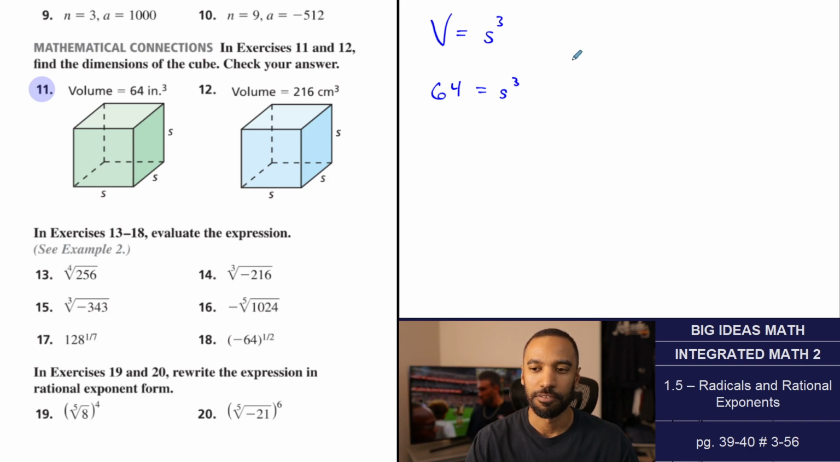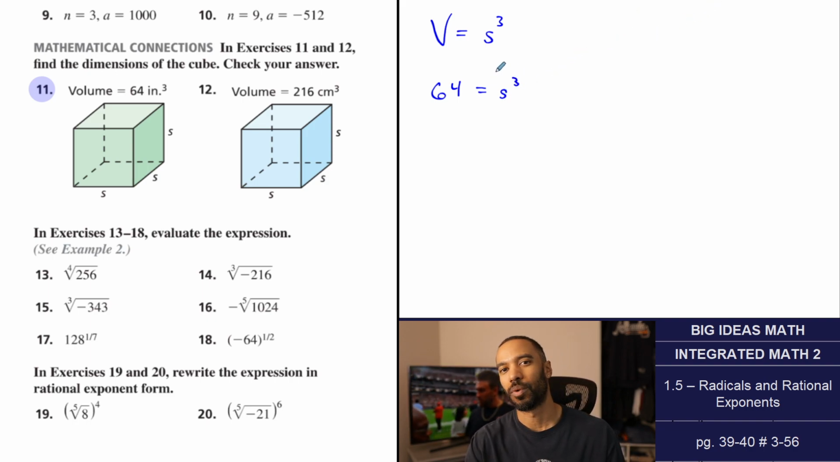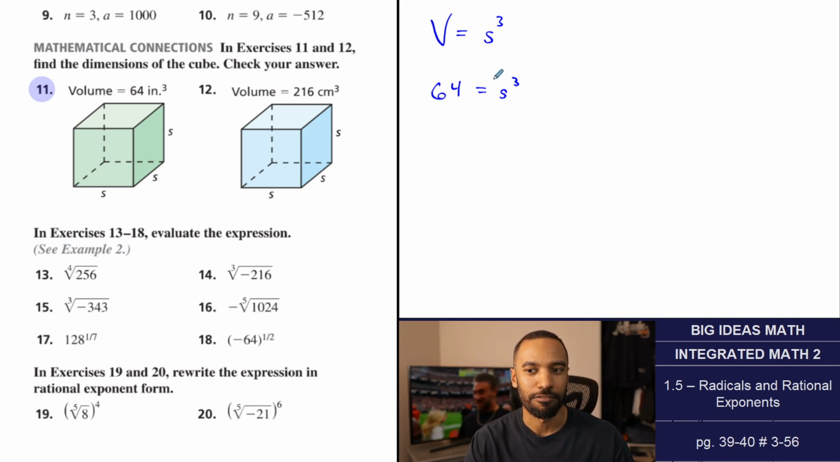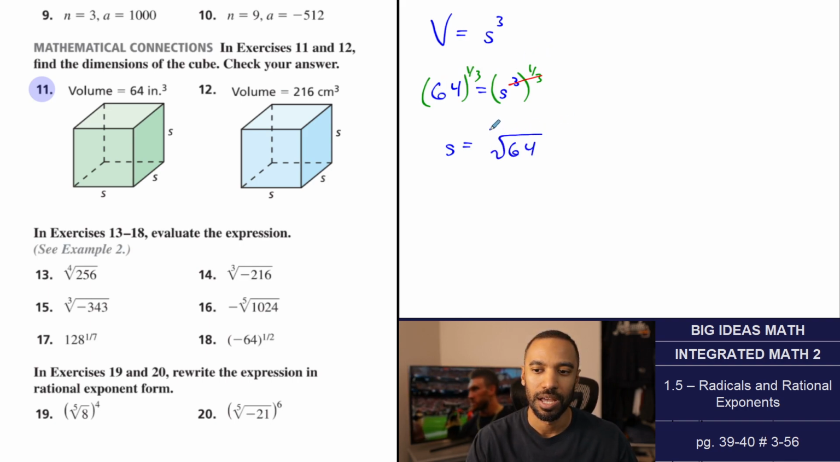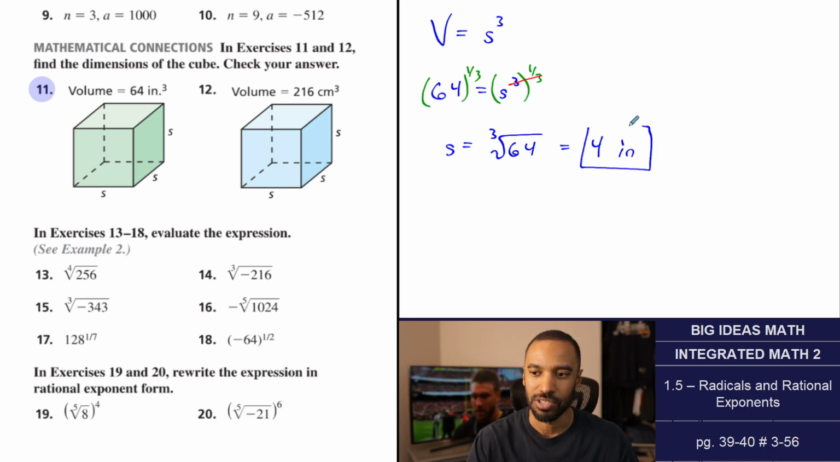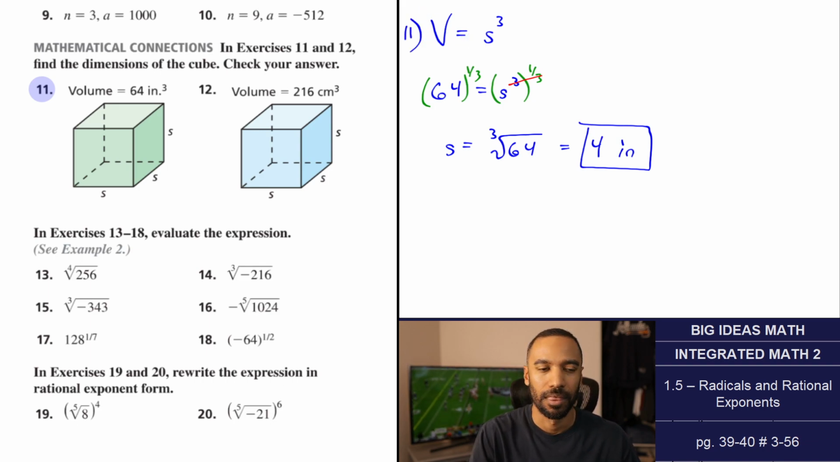In order to solve for s, you have to raise it to the 1/3 power, because then it multiplies by 3, and 1/3 times 3 is 1, and that's why it goes away. But my version of saying that is, you take the cube root of both sides. And 64 to the 1/3 is also the cube root of 64, which is 4, and this is in inches. So 4 inches for number 11.